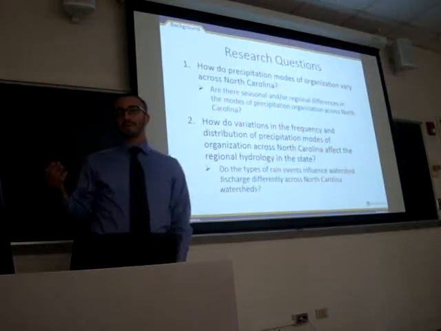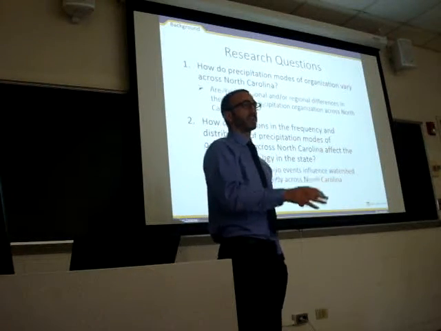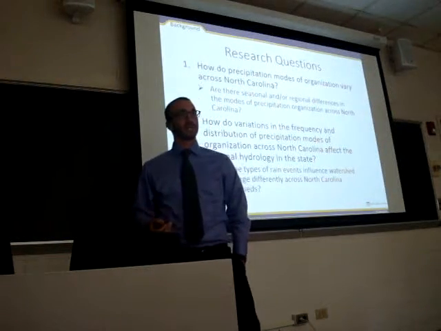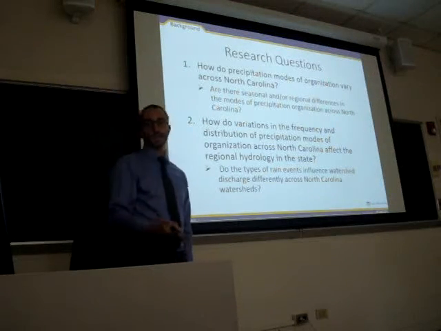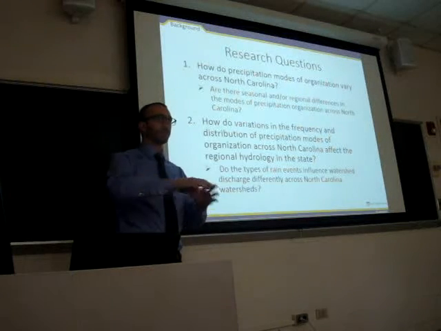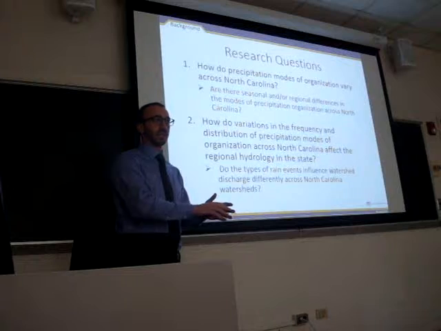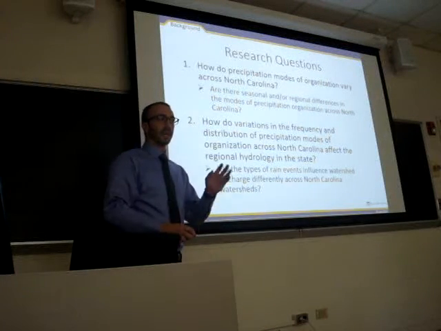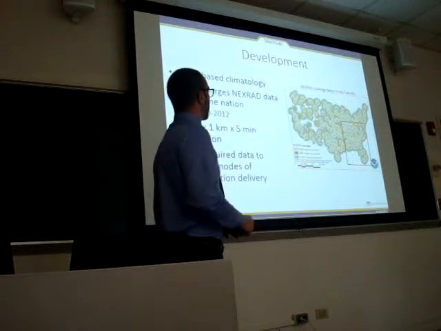So this brings me to my main research questions. How do precipitation modes of organization vary across North Carolina, both regionally and seasonally? And that's just looking at precipitation. But touching a bit on hydrology, how do variations in the frequency and distribution of these seasonal differences in the precipitation modes of organization, so those different rain features, affect the regional hydrology across the state of North Carolina?